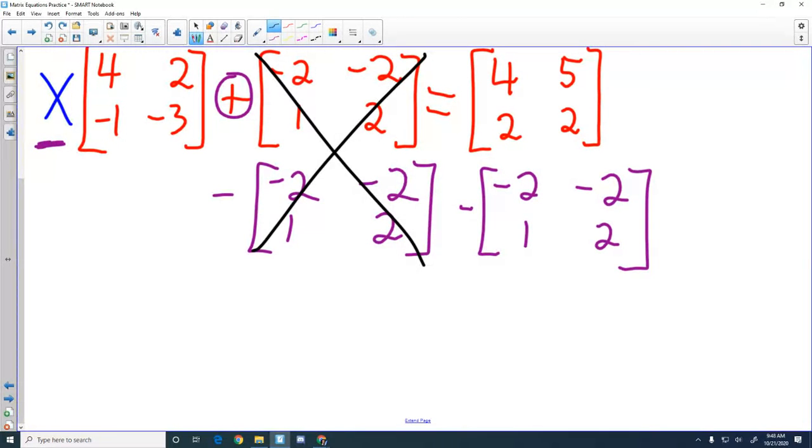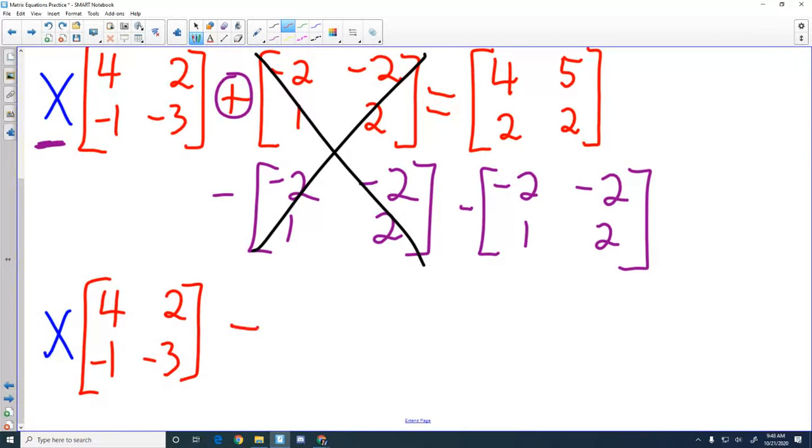The real calculation is going to come in on the right side. So we're still going to have X times matrix A here, the 4, the 2, the -1, and the -3. But now it equals whatever we get when we subtract the 2 matrices on the right. So again, you're just subtracting corresponding elements, right? The first with the first, but make sure you realize that this is subtraction. So I've got 4 minus a -2. That's going to change the sign to make it plus a +2. So 4 plus 2 is actually 6.